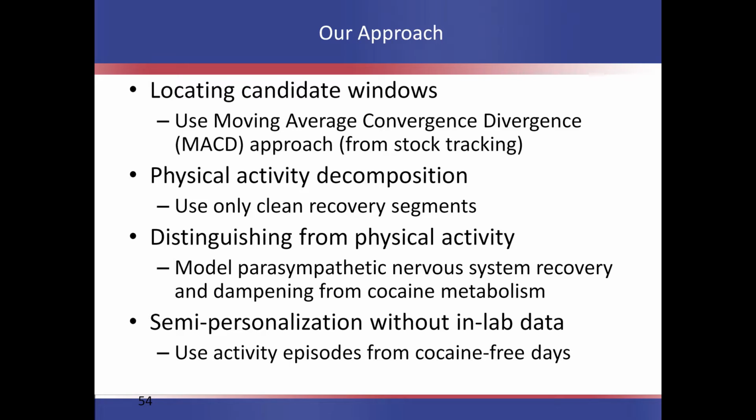Then for physical activity decomposition, that means a person took cocaine, but they were doing physical activity as well. So how do we figure out whether in this particular instance, the dip in the R2R interval we see is due to physical activity alone, or is it both physical activity and cocaine? So we use only the recovery segment. So our idea is that when the body recovers from an elevation in the heart rate, at that point it's the parasympathetic nervous system that is acting by itself if there is no other factor driving the sympathetic nervous system.